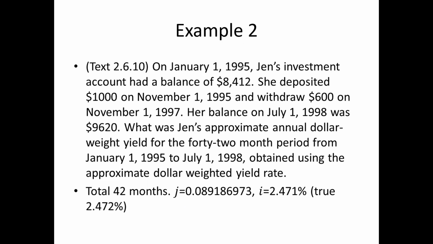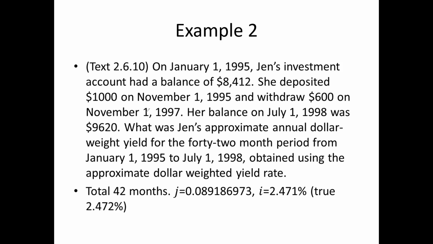On January the 1st, 1995, Jane's investment account had a balance of so much, that's capital A. She deposited $1,000 on November the 1st, 1995, and withdrew $600 on November the 1st, 1997. Her balance on July the 1st, 1998 was $9,620. What was Jane's approximate annual dollar weighted yield for the 42 months period from January 1st, 1995 to July the 1st, 1998, obtained using the approximate dollar weighted yield rate? So we do need to have C t times 1 minus t.